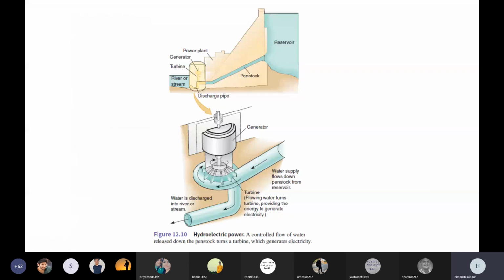So this is a typical hydroelectric power plant. You can see that there is a gradient in the flow of water. So why is this gradient maintained? So there is movement of water, flow of water. This movement of water will actually rotate the turbine and it will generate the electricity.